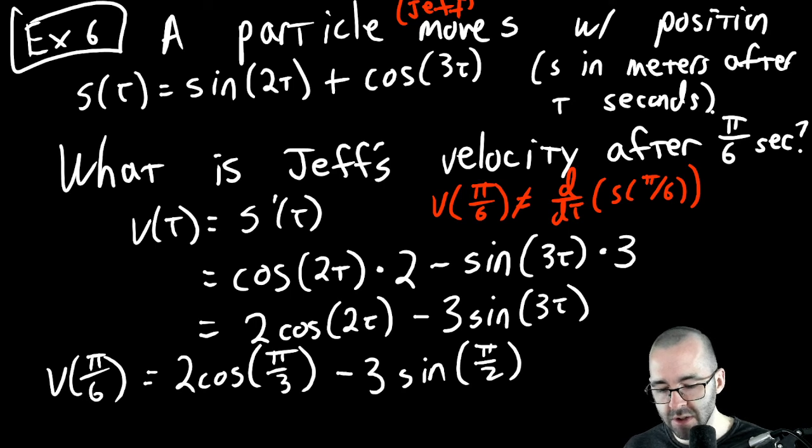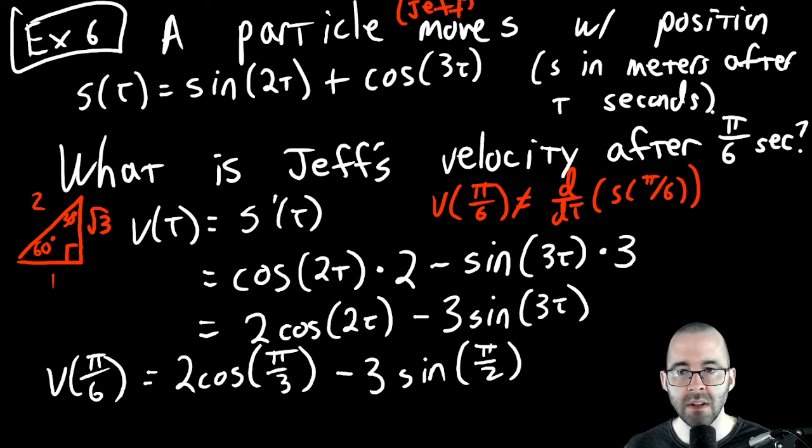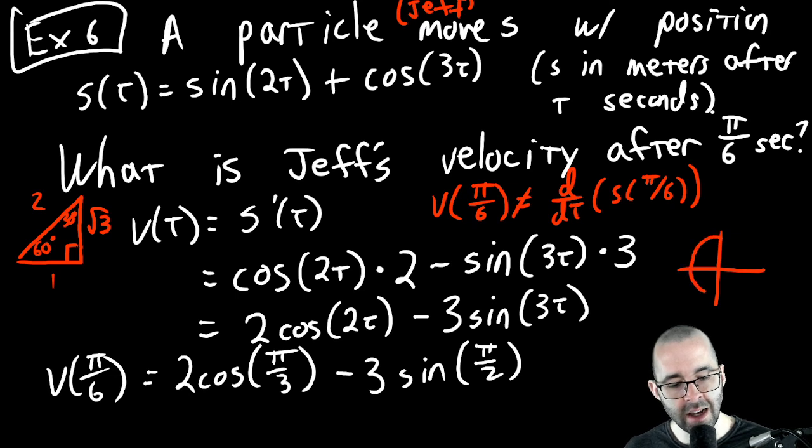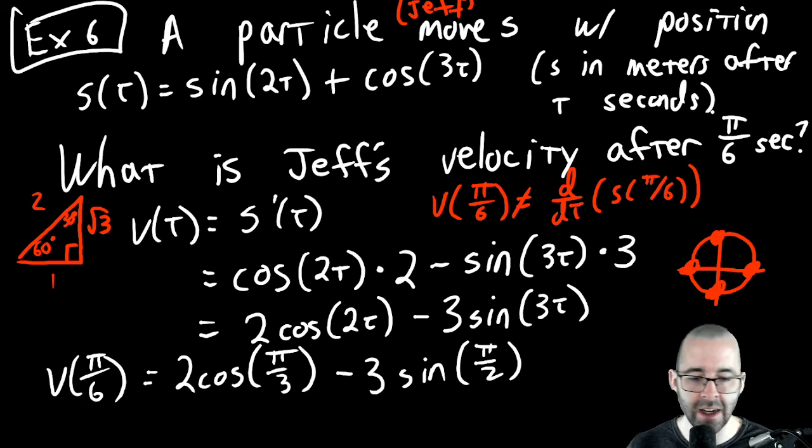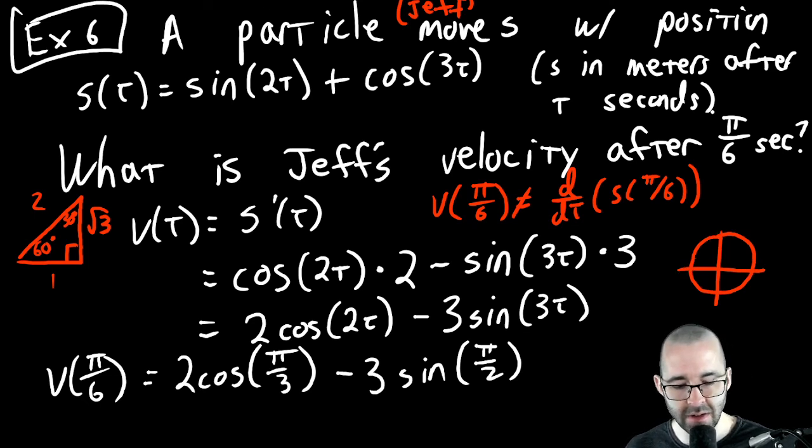And then again, we can use our reference triangle for the first one. Pi over 3 is 60 degrees. A 30, 60, 90 triangle has these ratios. The second one, we can't use a triangle because the second one is 90 degrees. So for quadrantal angles, angles that end on one of the axes, angles that are 0, 90 degrees, 180, 360, you have to use the unit circle. Pi over 2 is right here, and sine refers to the y-coordinate. This is the point 0, 1. The y-coordinate is 1.